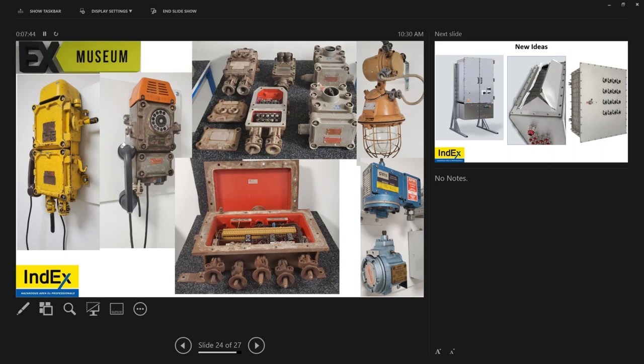Yes, I do the sample check, the IS calc and the IS loop. See, the IS calc and the IS loop, if you don't have all the documents, you're missing all the documents from the EX register. So that simple apparatus, you need to know its entity calculations. Yeah, inductance value, capacitance value, its resistance value.